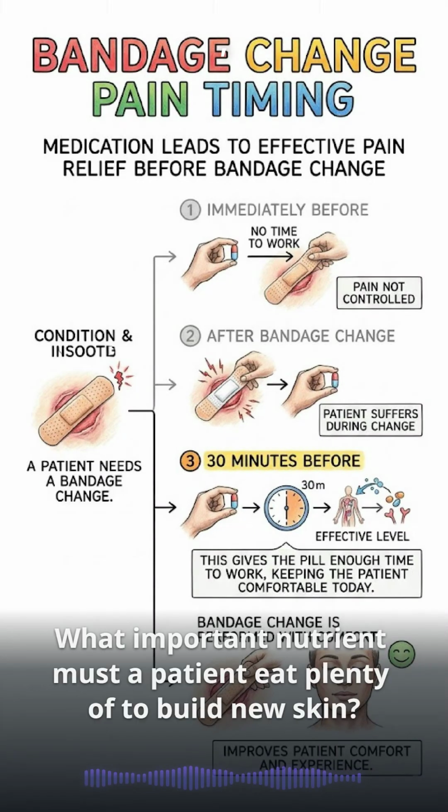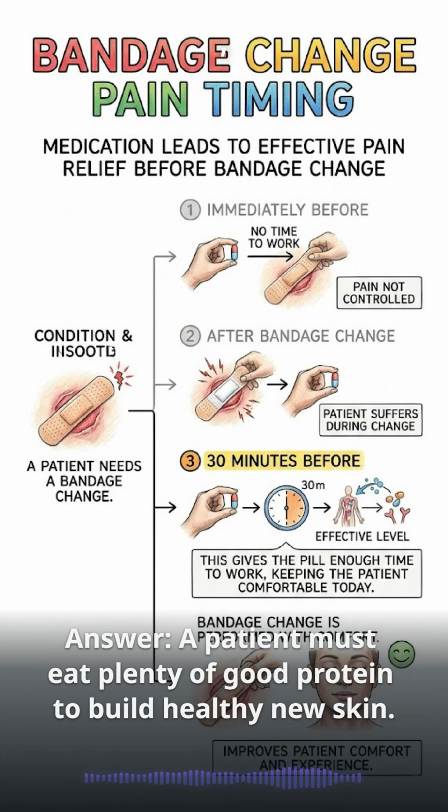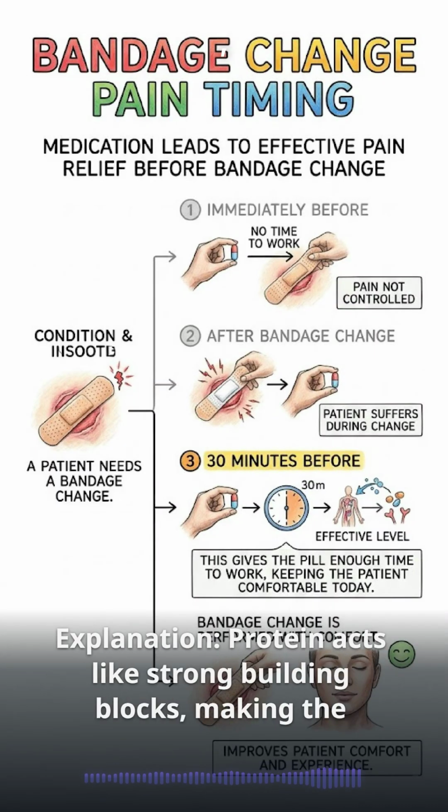16. What important nutrient must a patient eat plenty of to build new skin? A patient must eat plenty of good protein to build healthy new skin. Protein acts like strong building blocks, making the repaired tissue tough and thick.